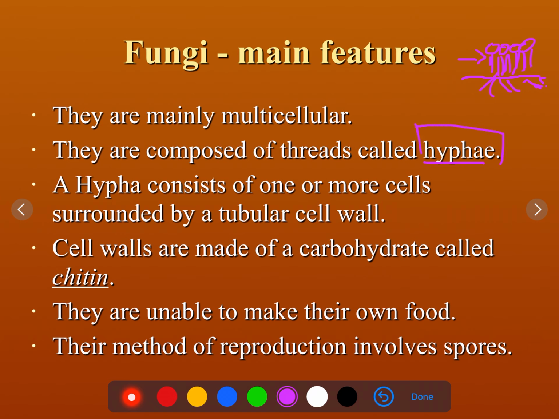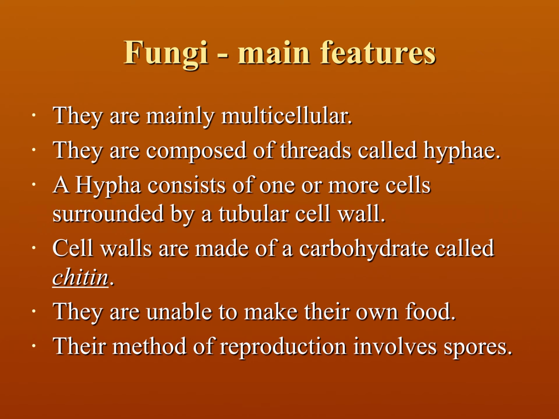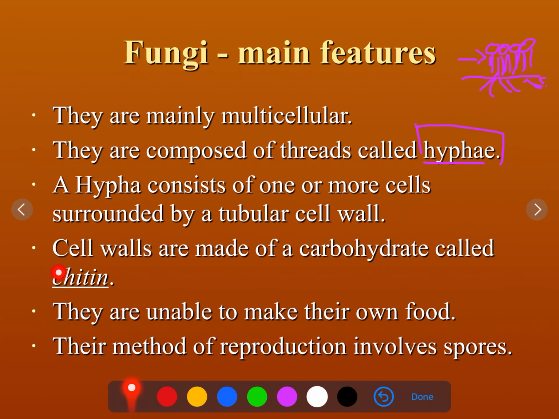A hypha consists of one or more cells surrounded by a tubular cell wall, and cell walls are made of a carbohydrate called chitin. This is a new word, chitin, and that's what the carbohydrate is in fungi. To allow the threads to stand up tall, it needs it. In plants, it's known as cellulose. So the carbohydrate found in fungi, and you can be asked this, is chitin.